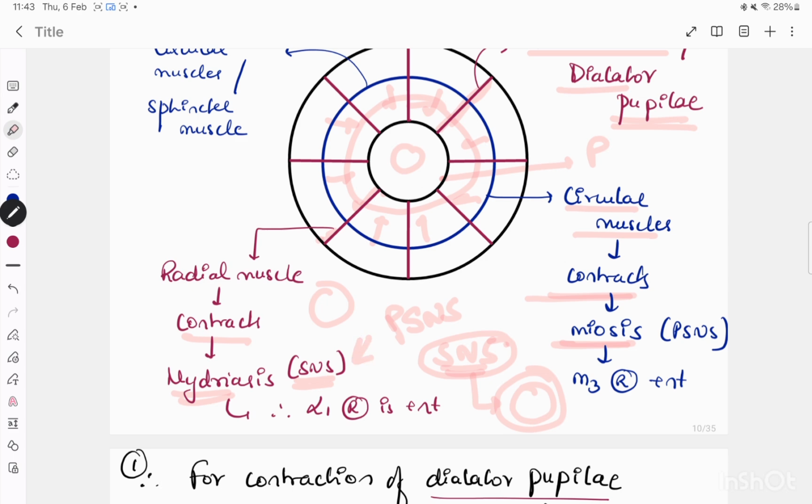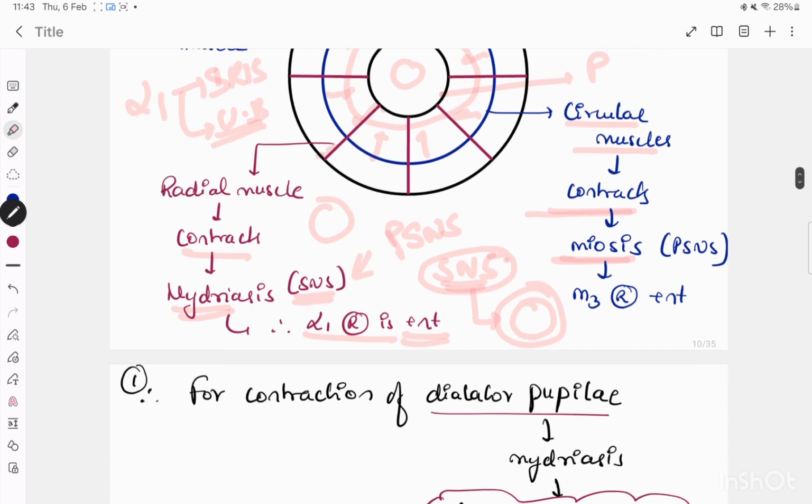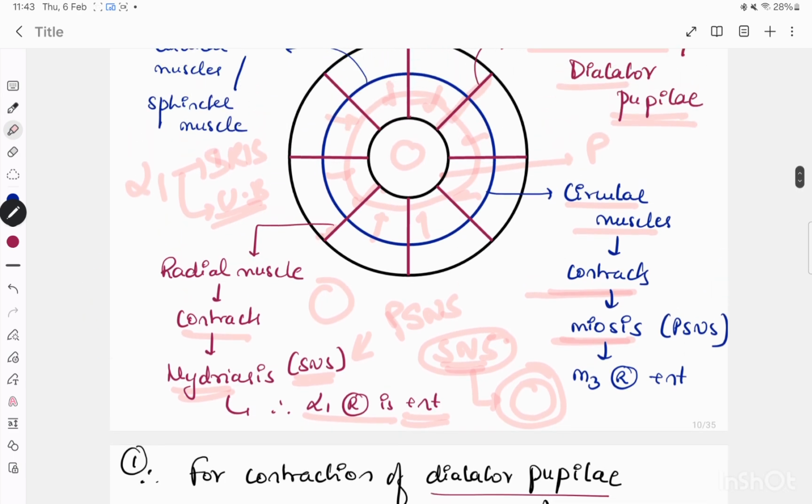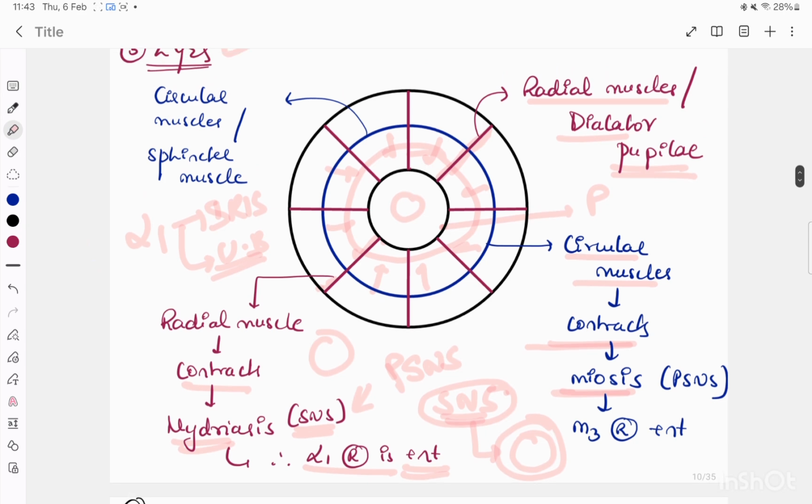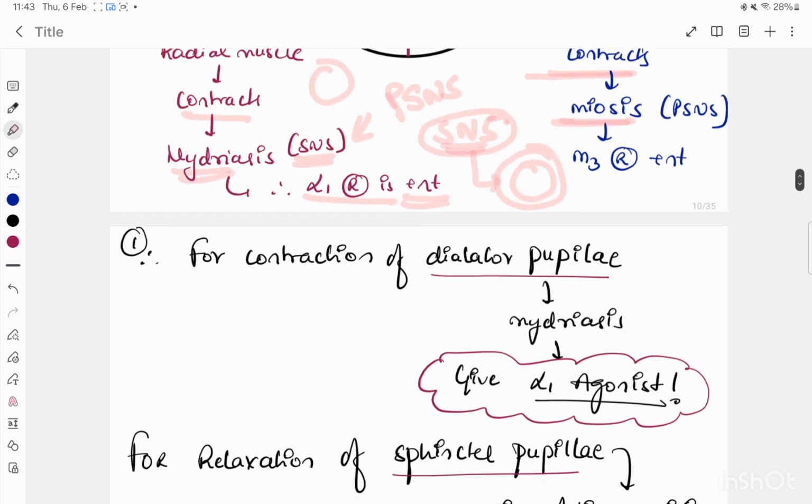So if the sympathetic nervous system is involved, which receptor will be present? Alpha 1 receptor is present. You need to recall, where was the alpha 1 receptor present? It was present on your iris. And where else was it present? You need to tell me. Probably the urinary bladder. Okay. So this is how you remember which receptor was present on which muscle. If you just remember this, you can remember it easily.